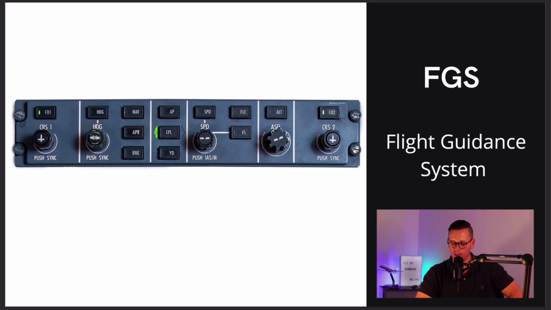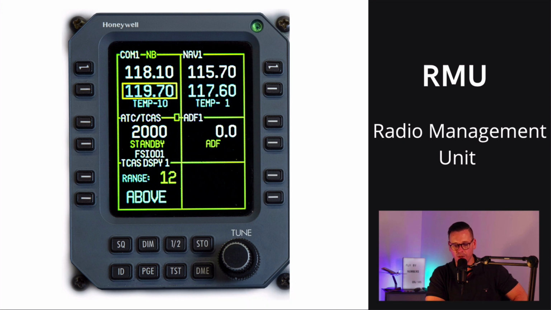The flight guidance system is particularly important in this exercise. We will use this system, in fact, we will press the different modes on the system 36 times before we have finished the session. So by the time that the session is in fact over, we should have a very good understanding of this system. The radio management unit gets used a lot as well.